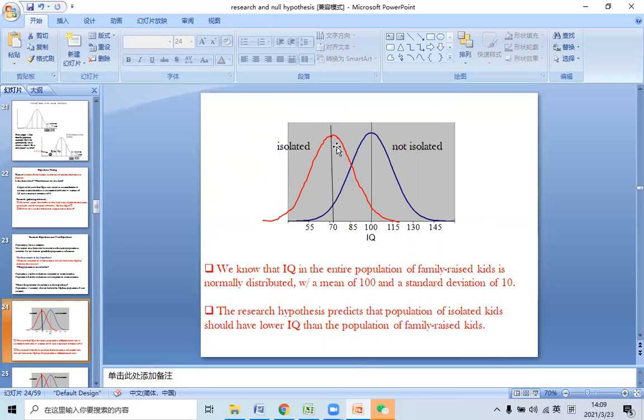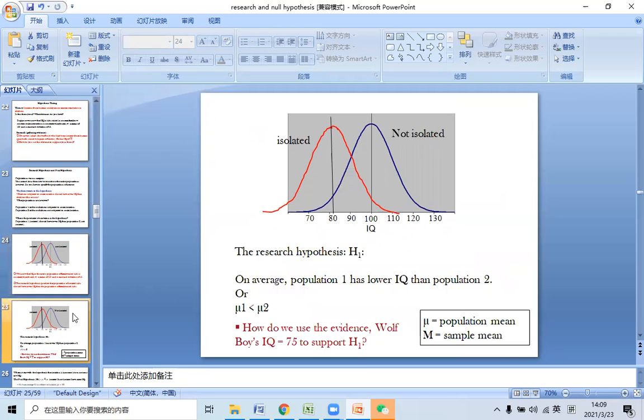Your research hypothesis says the two populations are different, have different means. Do we know the means of the isolated? We don't know. We don't have any population data. We only imagine one kid, the wolf boy, little Johnny, and his IQ is kind of low, 75. But we don't know the population parameters for the isolated kids. So that's the research hypothesis.